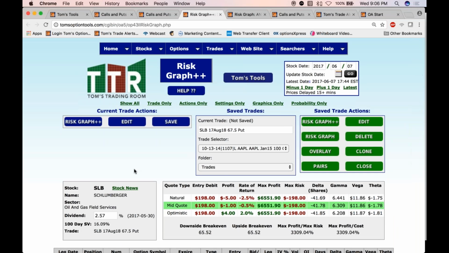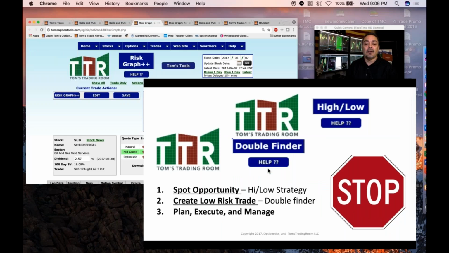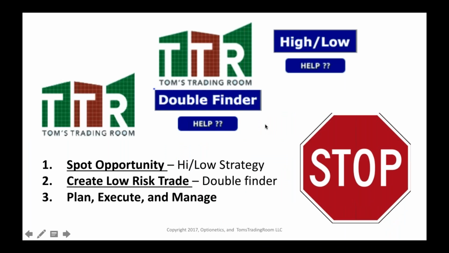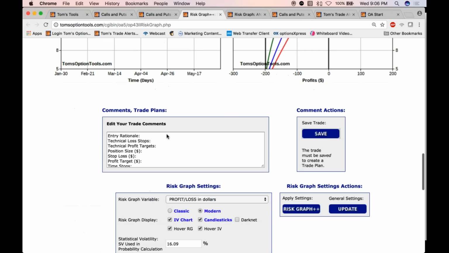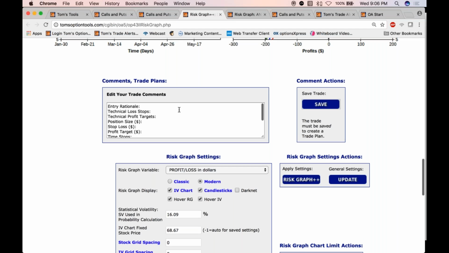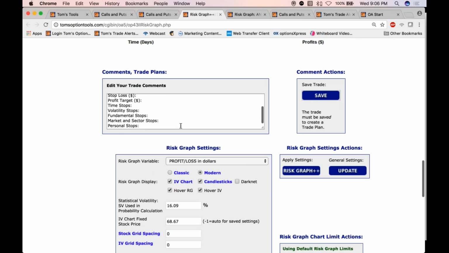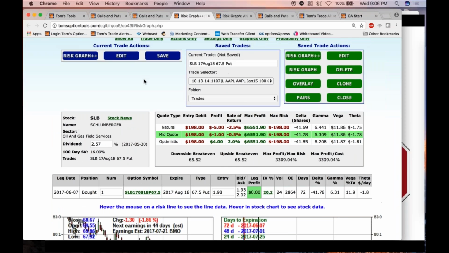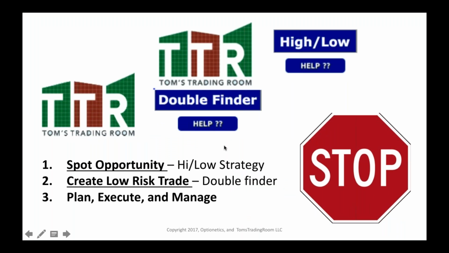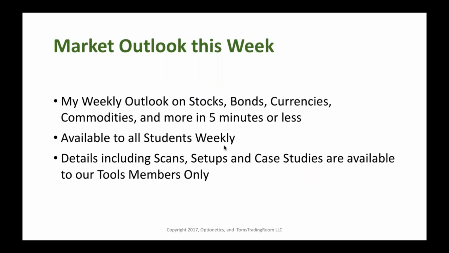All right. Pretty cool stuff, guys. Spot the opportunity. We use the high-low strategy. Create the lowest trade. We did the double finder. Planning, executing, and managing the trade. Well, that's where you go in and you utilize things like, for instance, if you were to go into our trades themselves, you could go in down here. We've got a trade plan section where you could put in what your entry rationale is, your targets, your stops, your stop losses, anything else you add in here, and then you can save that trade for further viewing. Okay? So we do it all right there. But it all starts, again, spotting the opportunity, creating a low-risk trade, plan, executing, and managing the trade.